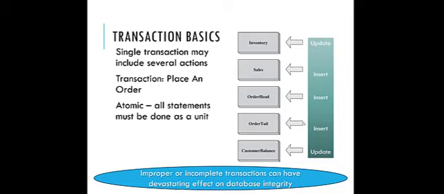So a picture says 1,000 words. Let's say that we are going to have an ordering system, and this ordering system actually writes many records. It creates an update to inventory because we're going to reduce one of the products' count. It's going to insert a record into sales, insert a record into order head, insert a record into order tail or order detail, and it's going to update the customer's balance. All of these must take place as a unit. Improper or incomplete transactions can have a devastating effect on database integrity.